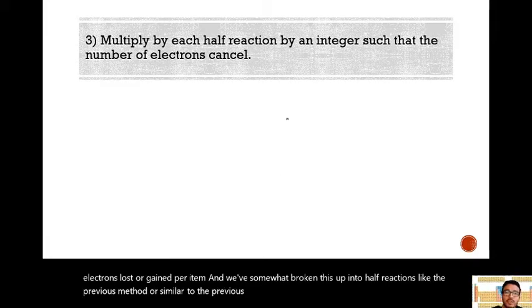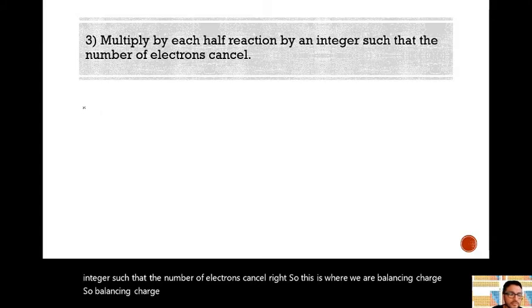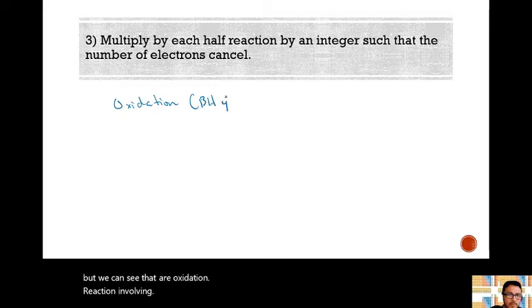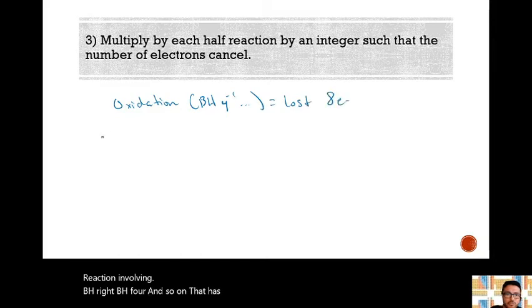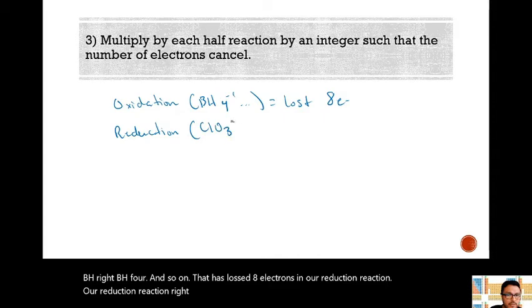Step 3, multiply each half reaction by an integer such that the number of electrons cancel. Alright, so this is where we're balancing charge. So balancing charge comes first in this method. I'm not going to write out the full reactions again, but we can say that our oxidation reaction involving BH4 has lost 8 electrons, and our reduction reaction involving chlorate has gained 6 electrons.